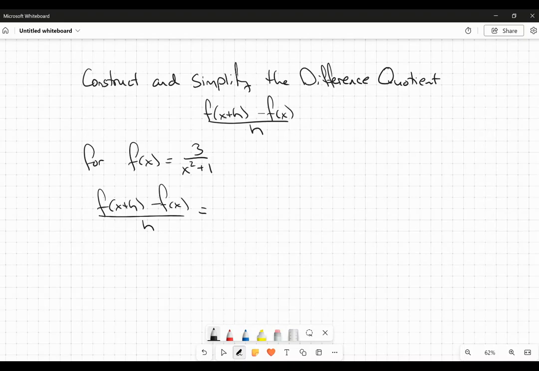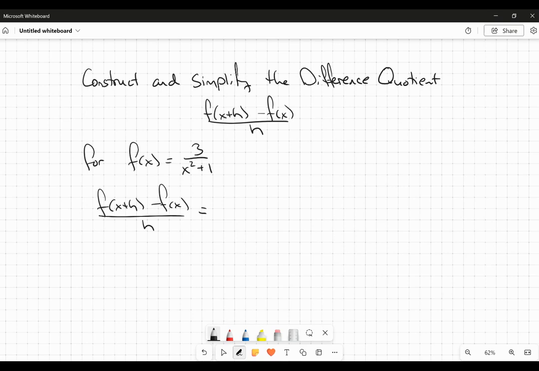Okay, everybody. So in this video, we're going to, as it says, construct and simplify the difference quotient, which is f of x plus h minus f of x over h. And we're going to do that when f of x is equal to 3 over x squared plus 1. The difference quotient here is an important first step in a calculus course. That's not our goal. Our goal here is simply to practice playing with functions and working with function notation. But this is a nice little tool to use here.